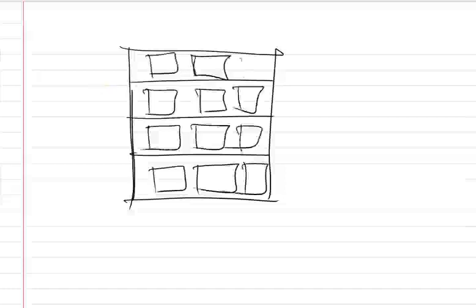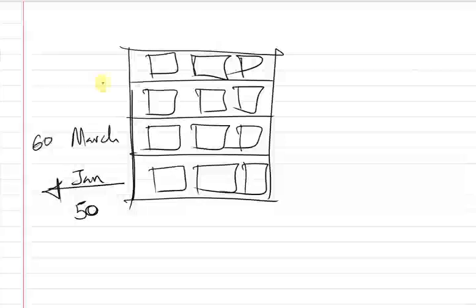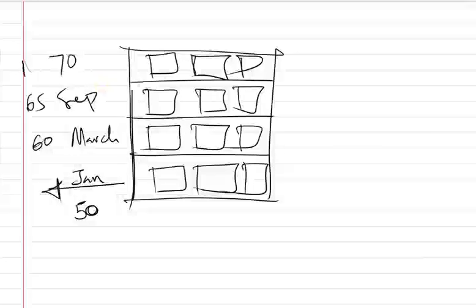So what we're saying is, this is, for example, January. We bought the inventories at 50 per unit. On March, we actually bought them at 60. Here, September, 65, and 70 on November. We also bought. Those are the values of the purchase price.